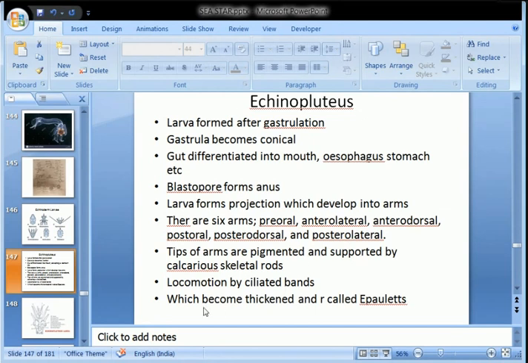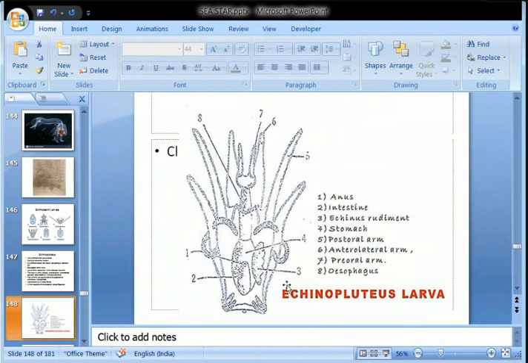Of course, the locomotion is by ciliated bands. So ciliated bands appear, which become thickened, and they are called epaulets. The location where these ciliated bands are present on the larval body is called epaulets. So let's look at this. You see these small bands on the body, and they are called epaulets. All these are epaulets.